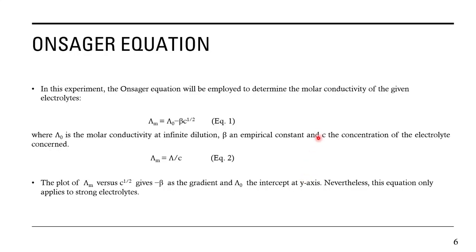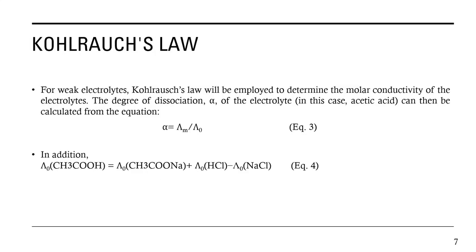Nevertheless, this equation only applies to strong electrolytes. When you plot this, you will notice there's an odd one out, and no surprise, it will be the weak electrolyte, in this case acetic acid. From the plot, obviously you can't find the value of lambda naught for acetic acid. No worries, there's another solution for weak electrolytes.